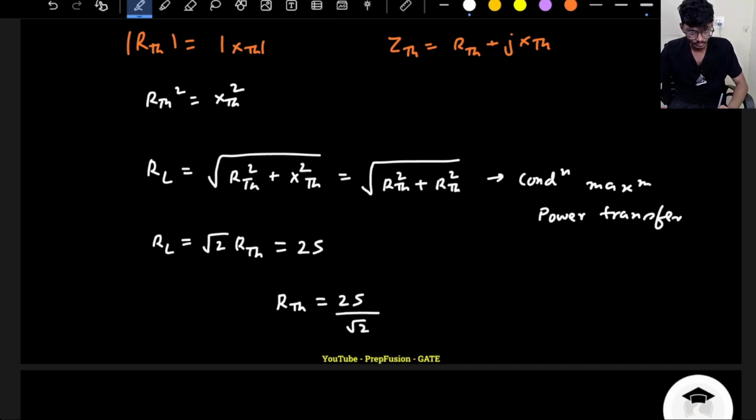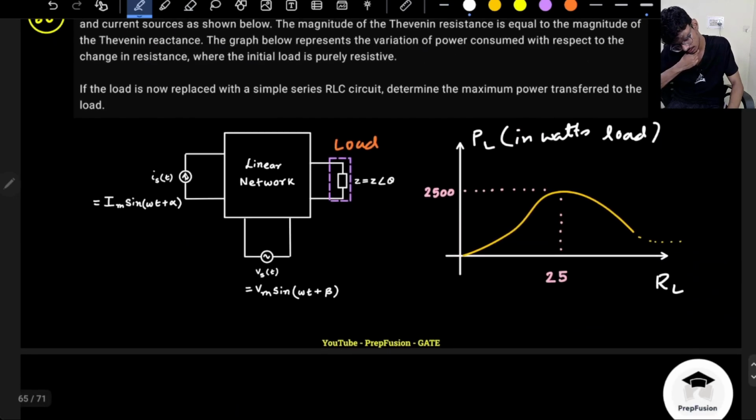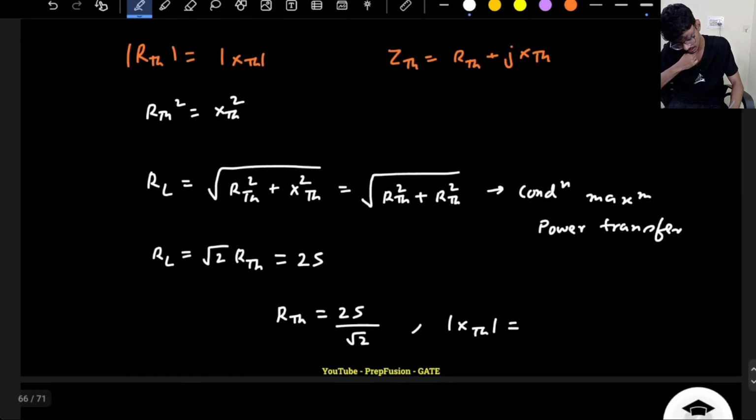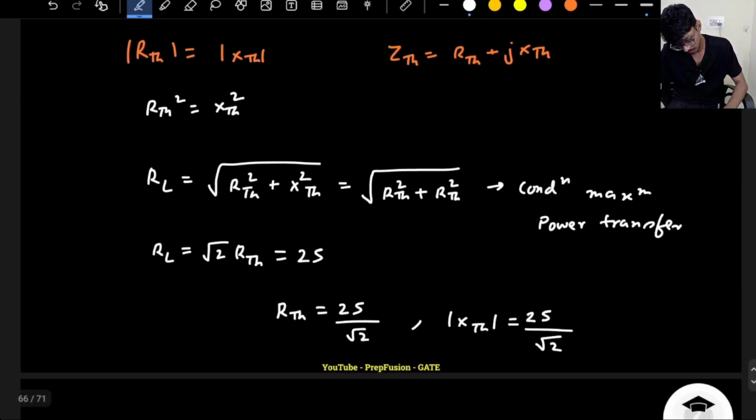Now what about XTH? The magnitude of XTH will also be equal to 25 by root 2. But I don't know whether it will be positive or negative. That much I don't know, but the magnitude I can surely say will be 25 by root 2. And what else? I have got the VTH.